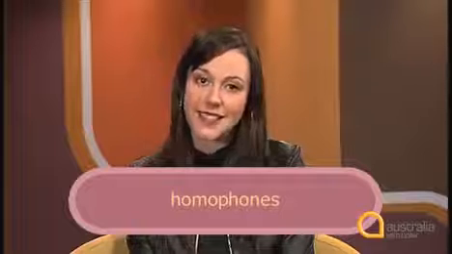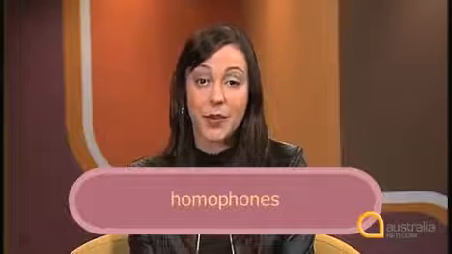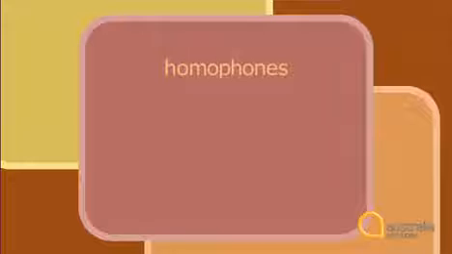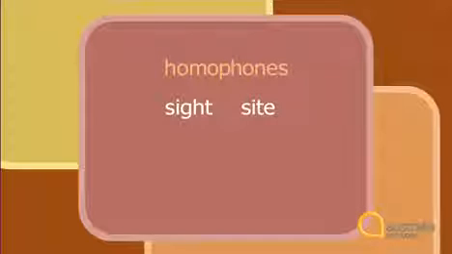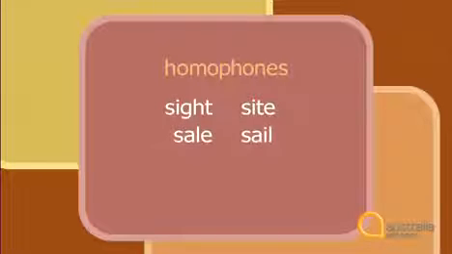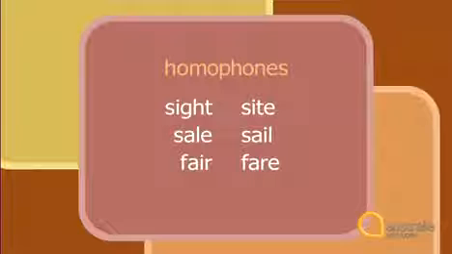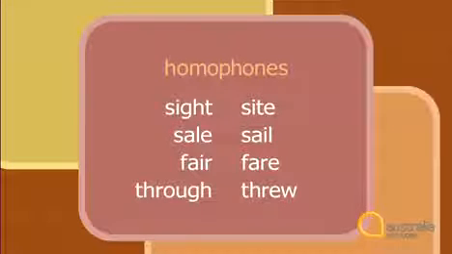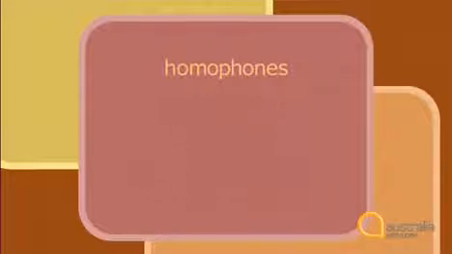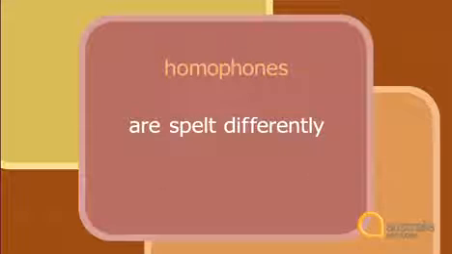There are two different types of homonyms. The ones we've looked at so far are called homophones because they sound the same even though they are spelt differently. Some other examples of homophones are sight and site, sail and sale, fair and fare, and through and threw. So homophones are words that are spelt differently but sound the same.